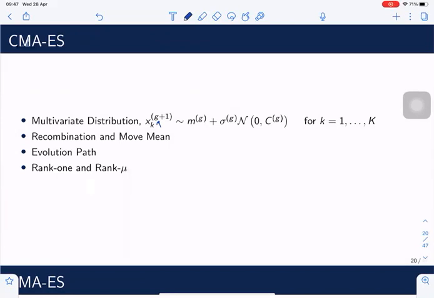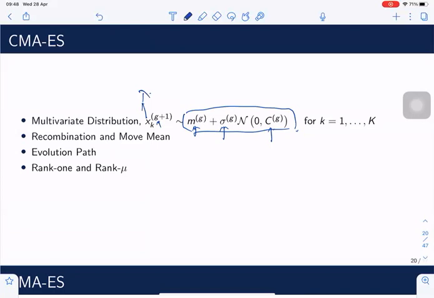It is supported by the multivariant distribution. So every time you call the multivariant distribution, the part on the right side, to sample new solutions, X equal to the lambda hyperparameters. And there are three components in this equation: the mean, sigma, and covariance C. And definitely during the evolution, during each generation, you have to update these parameters.